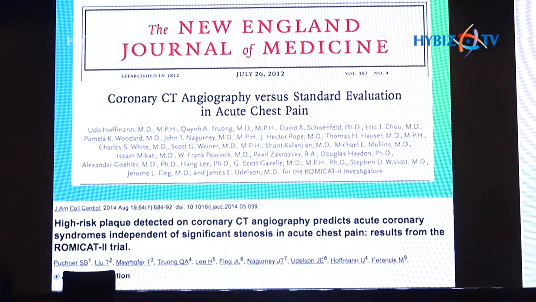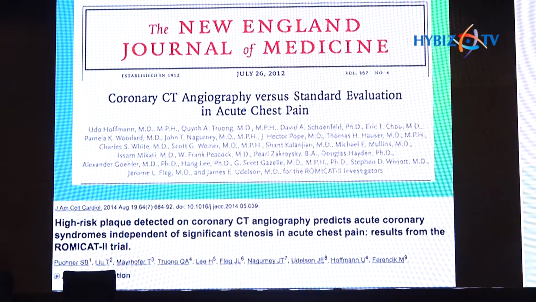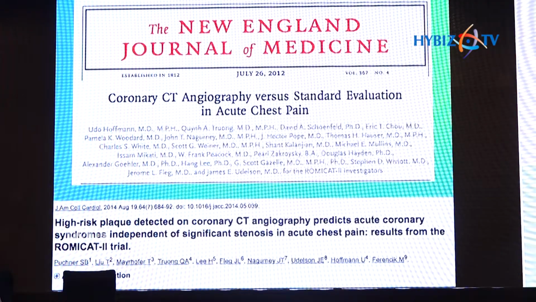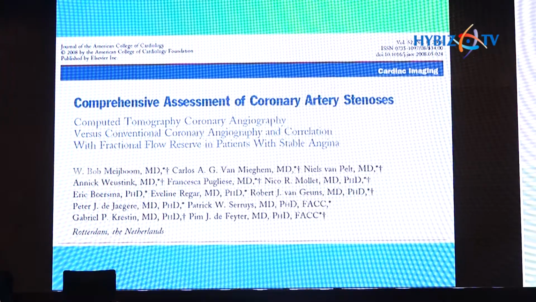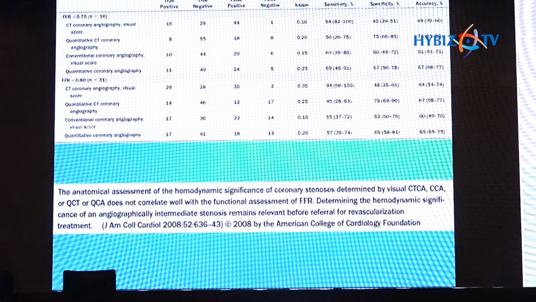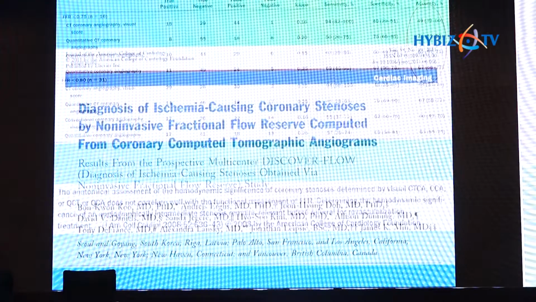The ROMICAT-2 trial again put CT on the map in terms of triaging patients in the ER who did not have an ST elevation MI, and a sub-study a little later on clearly showed that when the CT detected high-risk plaques, those are the patients who had an ACS. The Dutch group looked at CT and compared it with the invasive FFR, and clearly showed that the evaluation of stenosis on CT is not up to the mark when you compare it with FFR. So stenosis is an issue with CT.